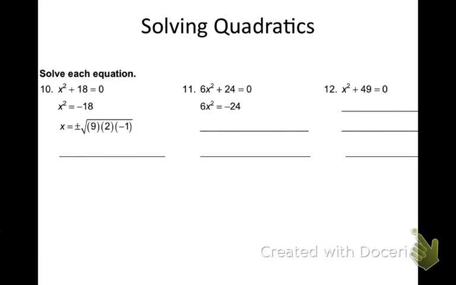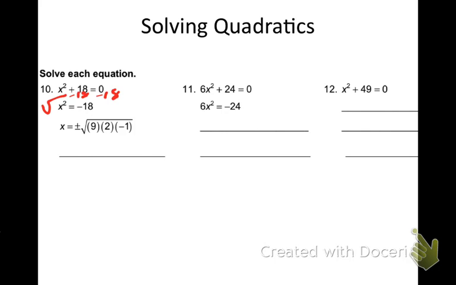So let's look at number 10 here. I have x squared plus 18 equals 0. Notice, what was the first thing they did on this problem? Kelly, what was the first thing they did? Yeah, they subtracted 18 to the other side. So subtracting 18 gets us x squared equals negative 18. Now, what undoes a squared term, Jeff? What's the opposite of a squared? A square what? Square root.